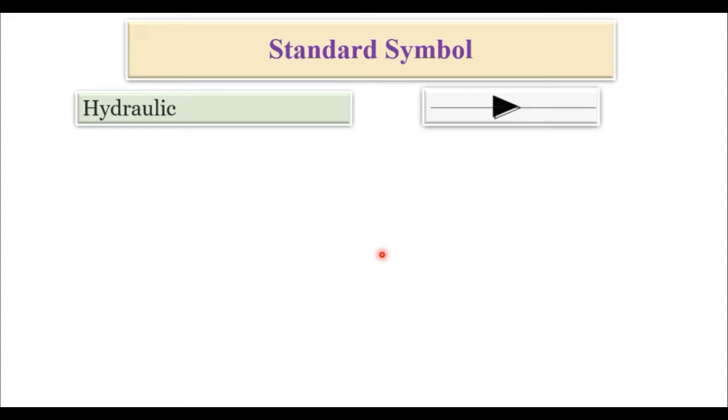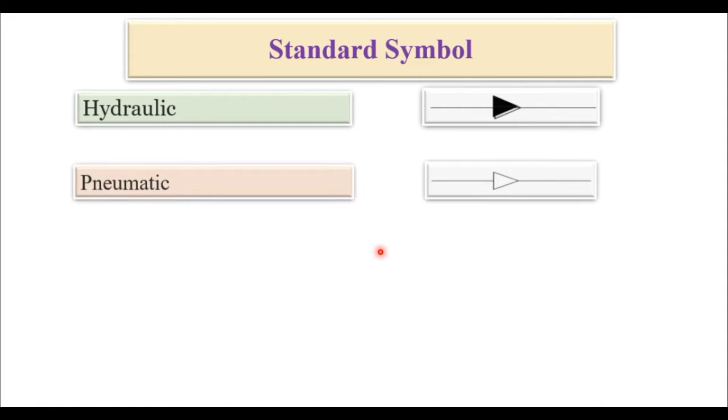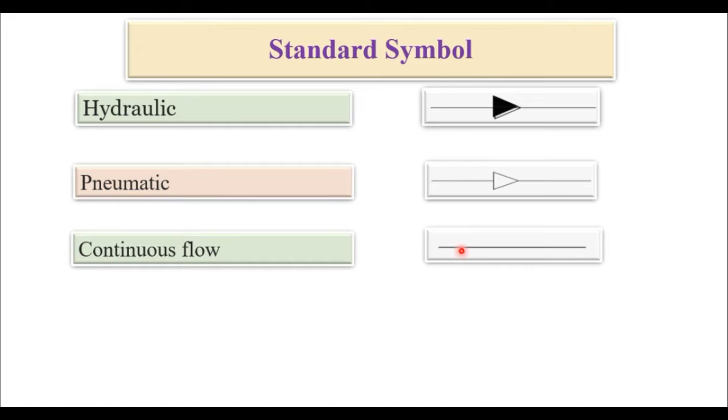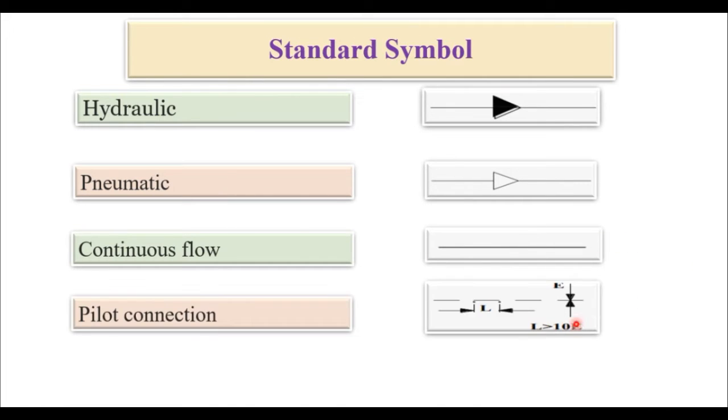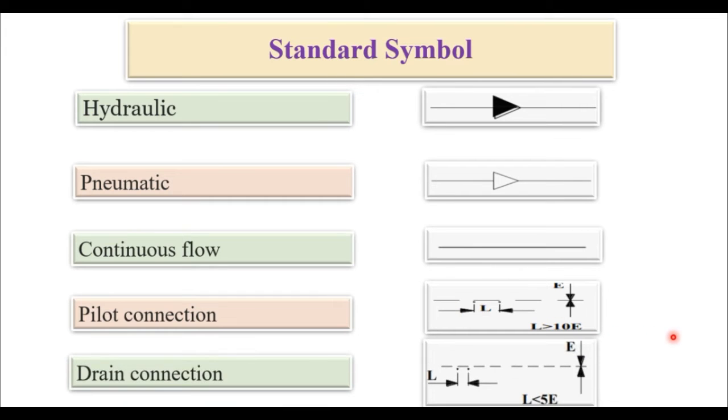So we'll start. How do we differentiate between hydraulic and pneumatic circuits? If it is a filled isosceles triangle, it is known as hydraulic, and if it is an empty isosceles triangle, it represents pneumatic. Continuous flow is a continuous straight line. A pilot connection is a dotted line. A drain connection is also a dotted line, but the gaps are somewhat different, which is the difference between a pilot connection and a drain connection.